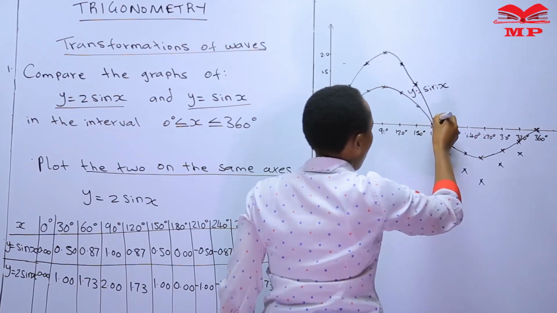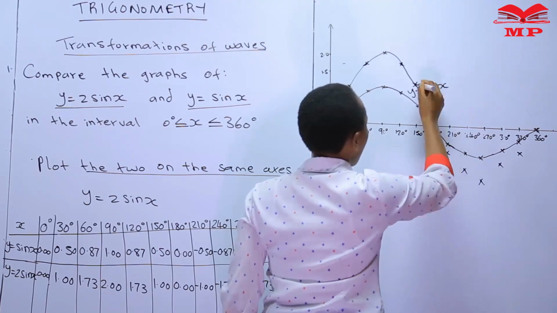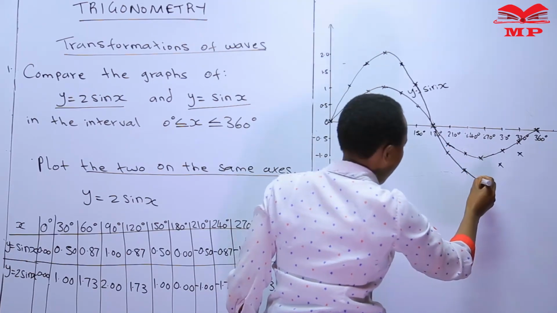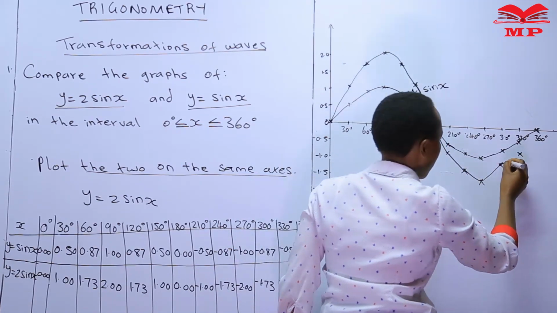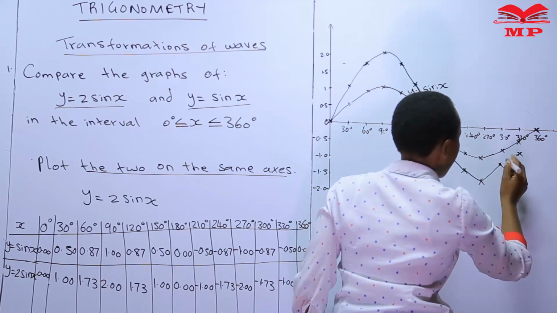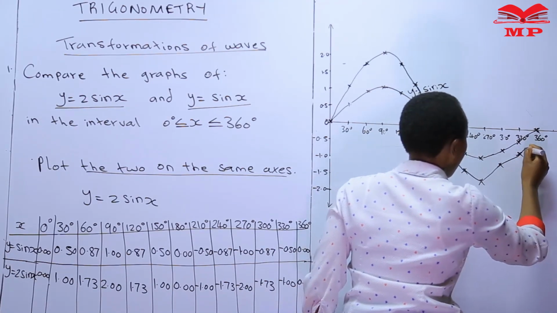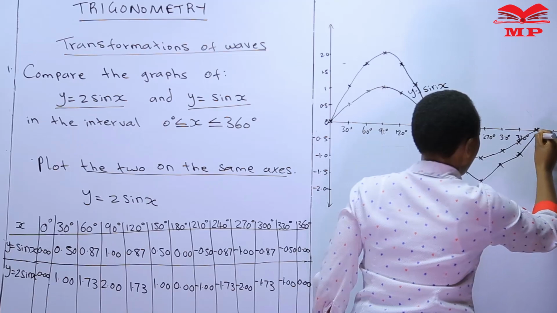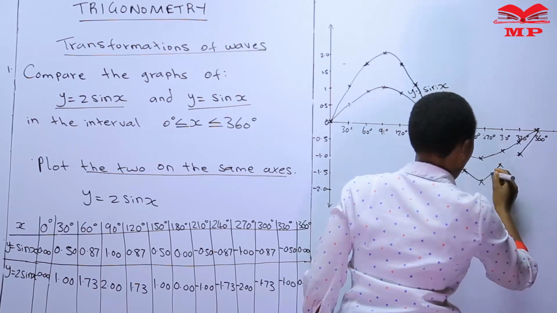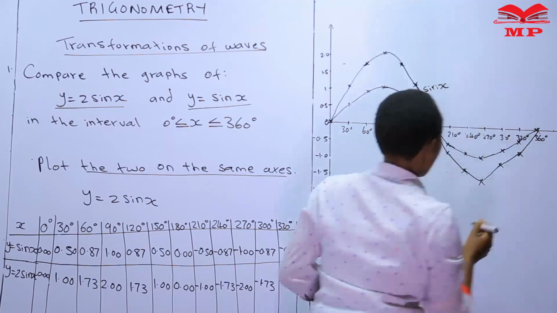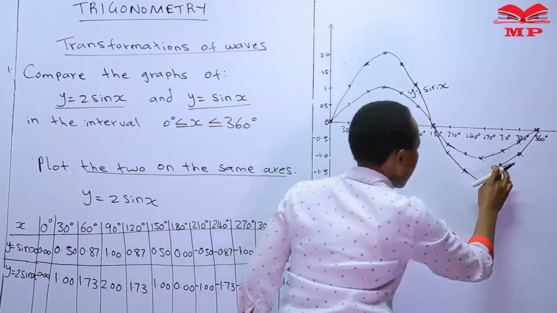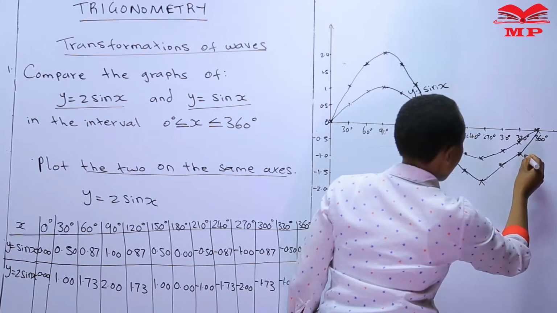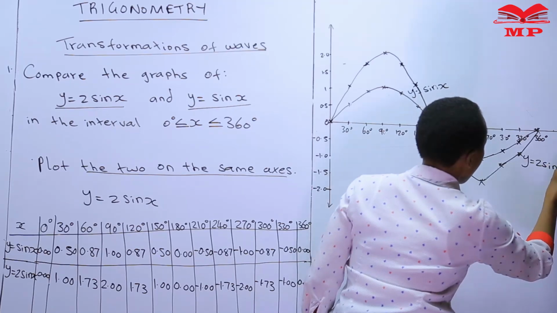Then we move on to 180. It is at the same point, which is 0. Then we move on to the other parts all the way to 360 degrees. So that gives us the wave. That's our wave. Then we need to come and name the wave. The wave is y is equal to 2 sine x.